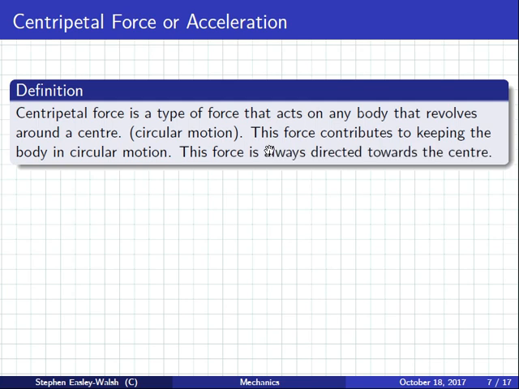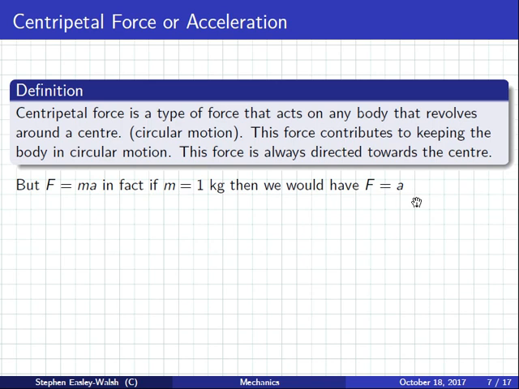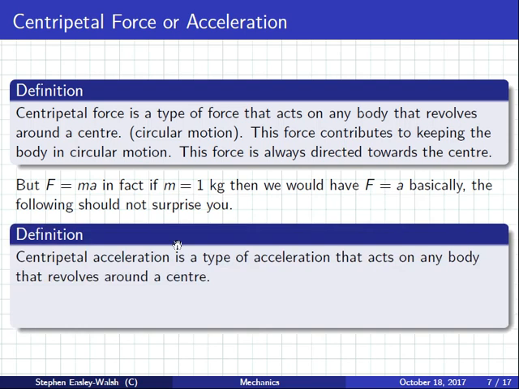So next, and again, you know this already, it's acted towards the centre always. Okay, but Newton said F equals ma. And for example, if m is 1 kilogram, then we'd simply have F equals a. In other words, if there's an F, there's an a. And you should not be surprised to know that we have a thing called centripetal acceleration. Guess where that points? To the centre. It's the acceleration that keeps the body moving in a circle.